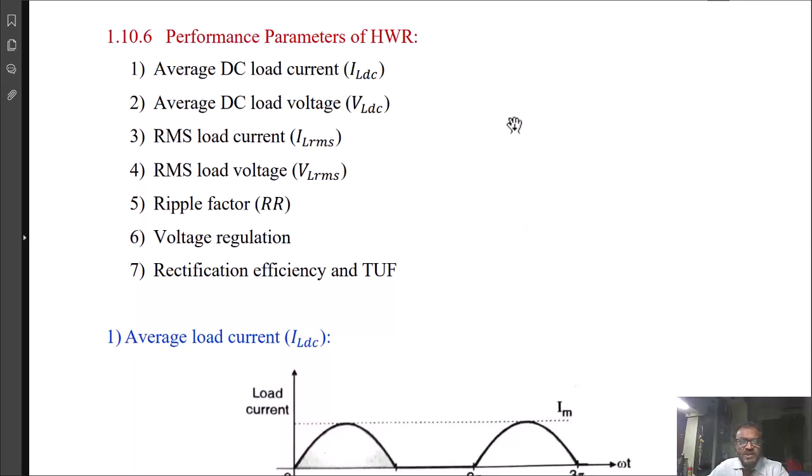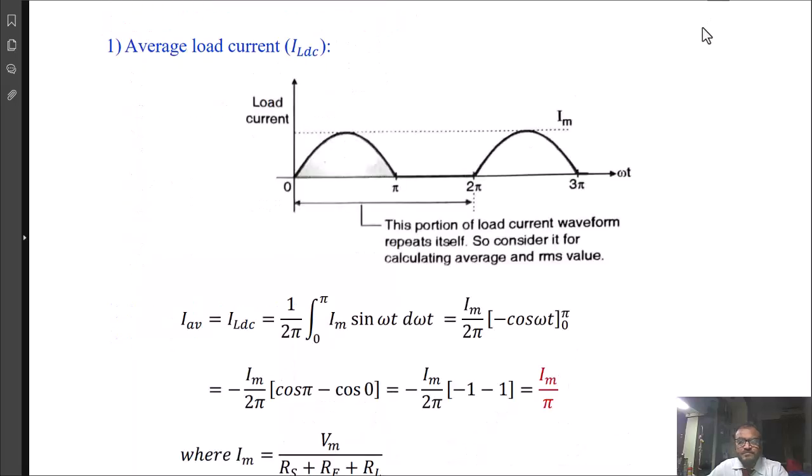The sixth parameter is voltage regulation. Voltage regulation is the term which indicates the quality of the rectifier, how it discriminates against variation in the input voltage and the load current, meaning how good it is at regulating the output voltage to a constant value. The seventh parameter is the rectification efficiency, and the eighth parameter is the transformer utilization factor in this circuit. Now let us evaluate these parameters.